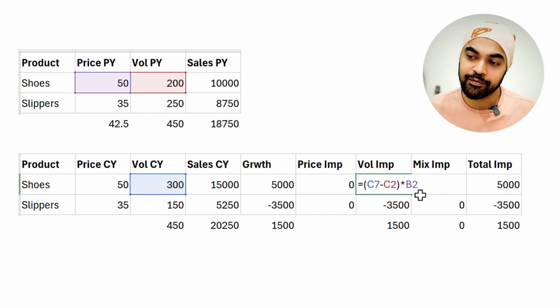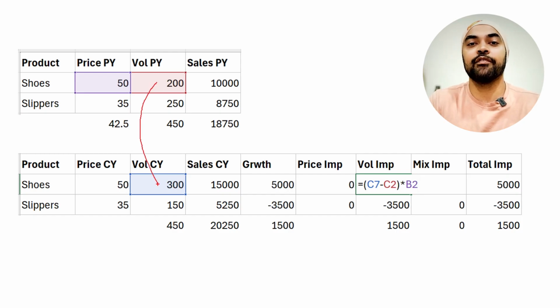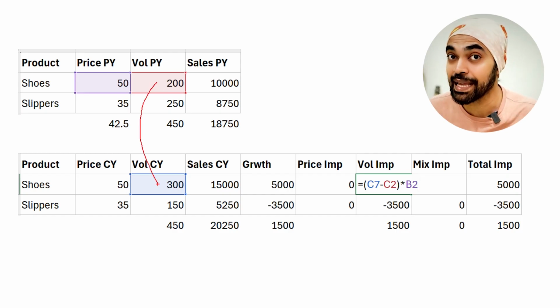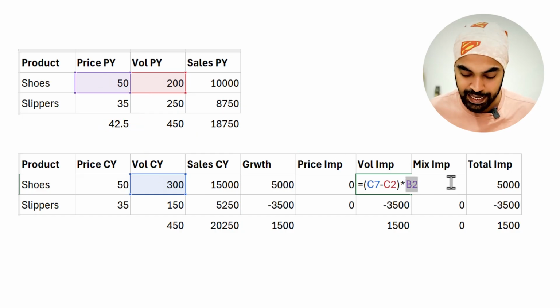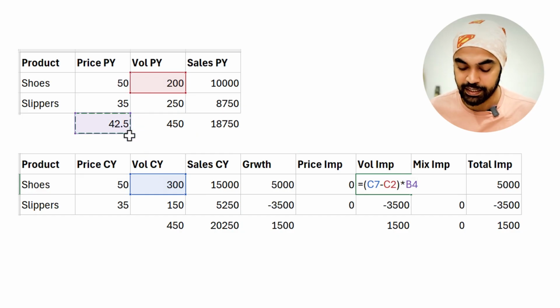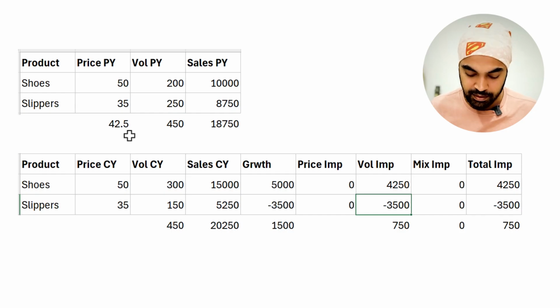And I'm going to say that the volume, which is whatever extra you have sold, how much extra have you sold as compared to last year's average pricing of the products, which is nothing but this particular number. So instead of multiplying that with 50, I will multiply that with 42.5, and I will cancel that out, and I will multiply that right here. I will lock the cell as well. Press enter and drag it down.